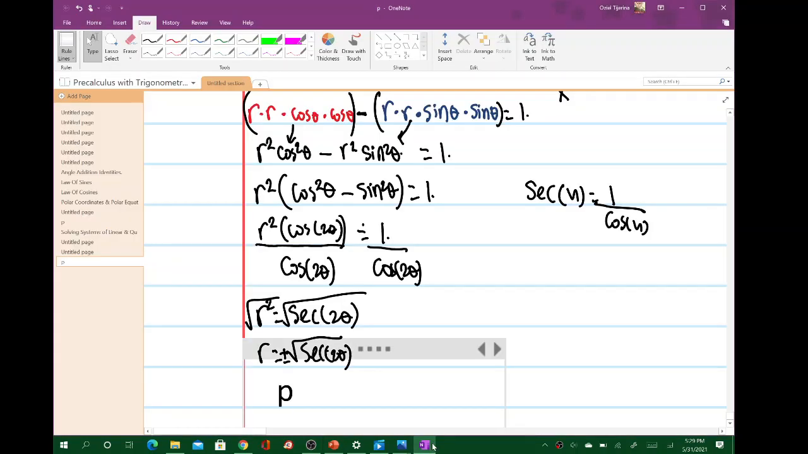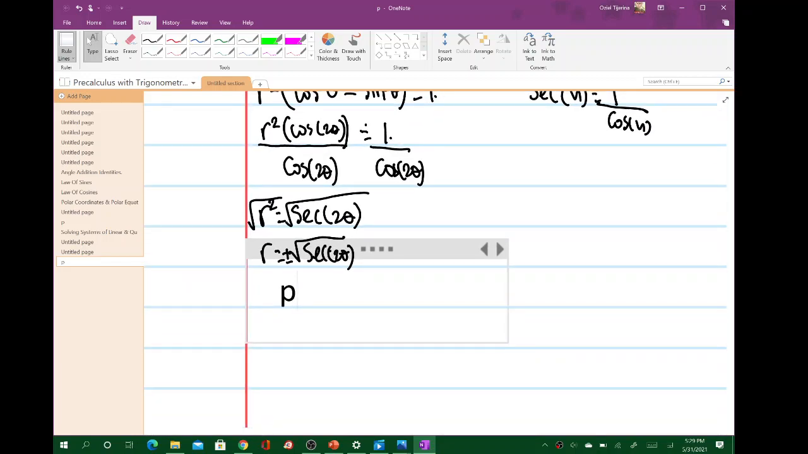Let me go ahead and check this very quickly just to verify. Okay, so actually, hold on. It's not plus or minus, okay? It's just going to be r equals, because since it's r squared, we're doing the positive square root. So we're not going to include the negative square root, so it's just going to be r equals the square root of secant of 2 theta. I checked it. So it's going to be this way, okay? And that is how it's done.